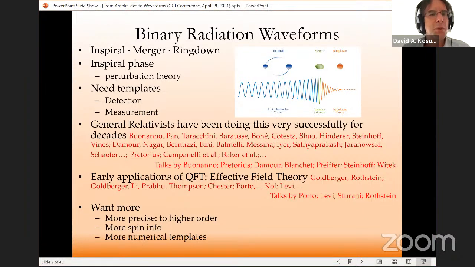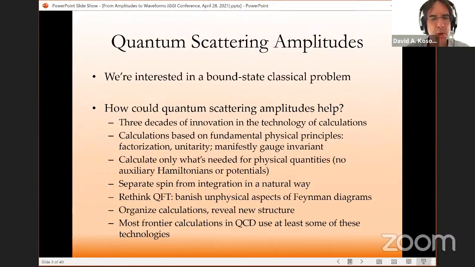And the excitement, of course, is driven both by the observations that are continuing to come in and by the fact that they call for more precision, so wanting to go to higher order, wanting more spin information, some of which we just heard about, and also just lots more numerical templates. And even though there's been a lot of success, it's also a very challenging project, which is why some of us have been interested in trying to think about a completely different approach to the subject, one based in quantum scattering amplitudes. Now, this is not an obvious thing to think about because ultimately we're interested in a bound state classical problem. And so how quantum scattering amplitudes, starting out at least above threshold, can help may not be so obvious.